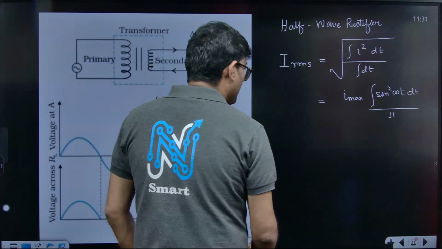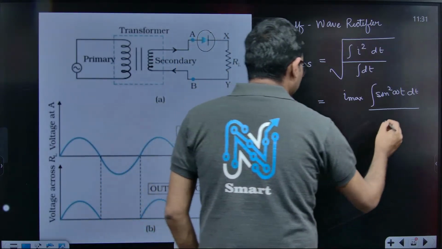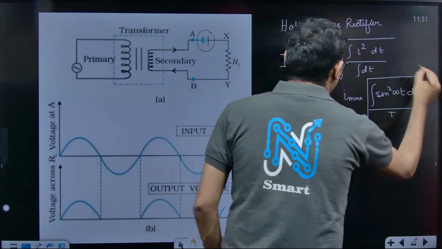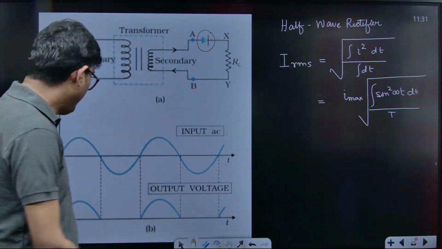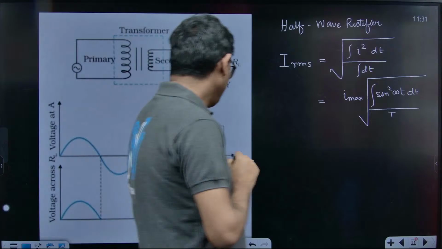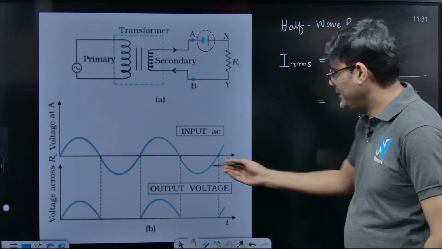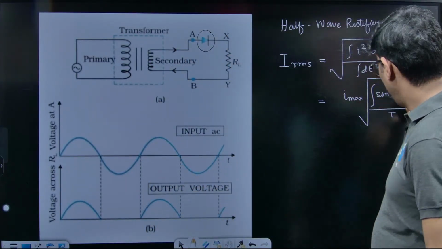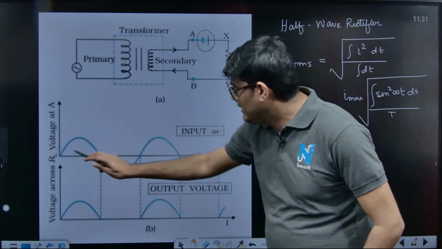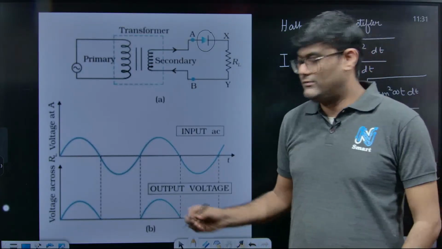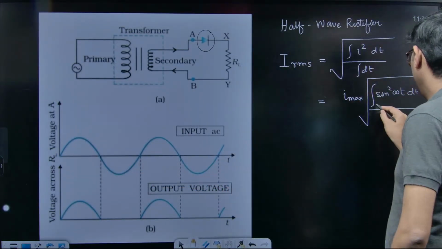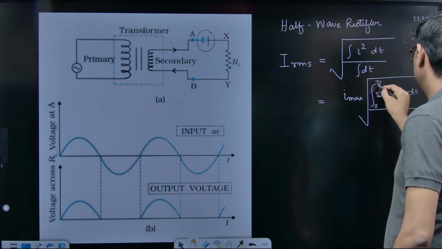Basically, the time period will be the complete time period. From here to here, it is a complete time period. But when I integrate this graph, sine square theta d theta, this sine square theta will be integrated only from 0 to T by 2. As you can see, from T by 2 to T, there is no current at all. So when I integrate the upper side, it will be from 0 to T by 2.